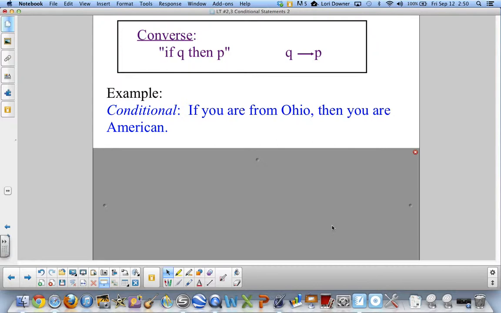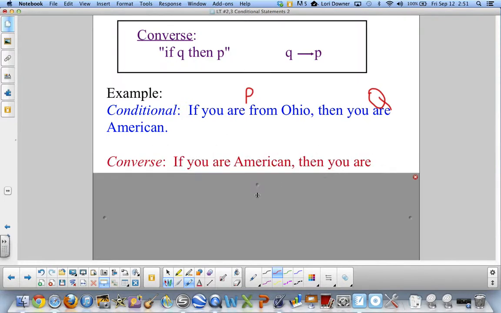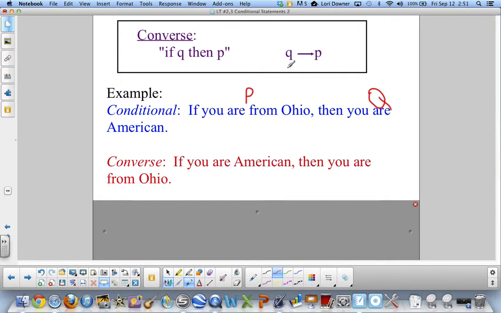So a converse says if Q, then P. So if our conditional statement says if you're from Ohio, then you are American, here's your P value. Let's put that above it. If you are from Ohio. Here's our Q value, then you are American. So what we do is we switch it around and we say if you are American, then you are from Ohio. We put the Q first and then the P.